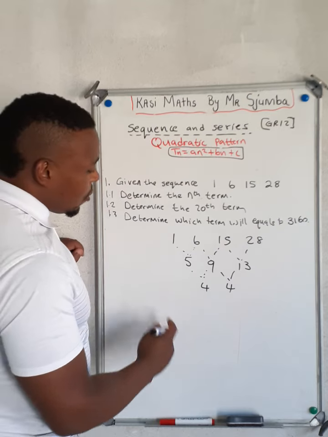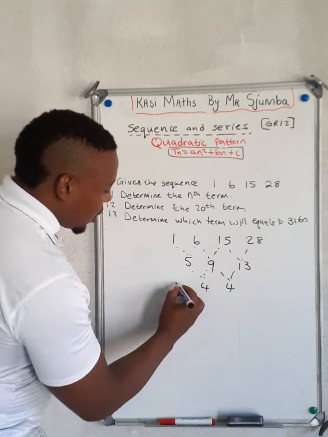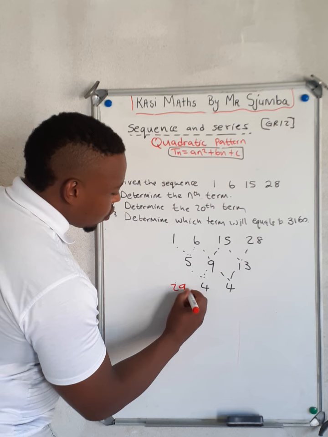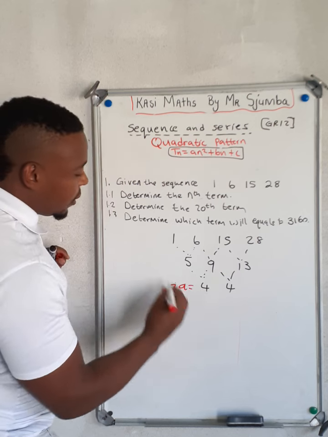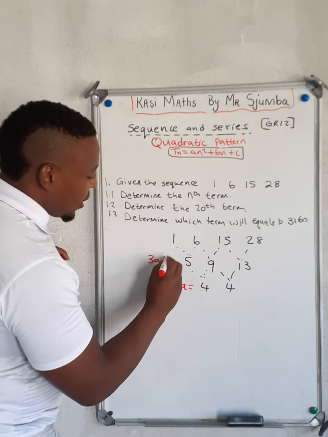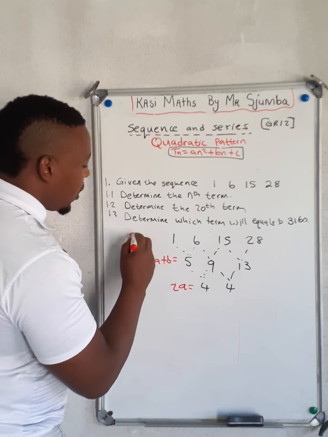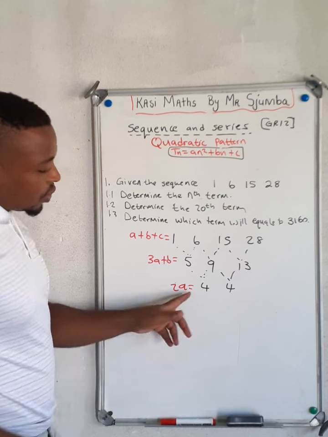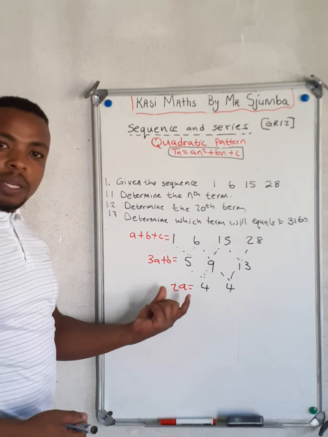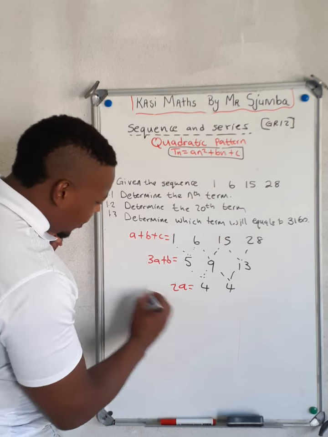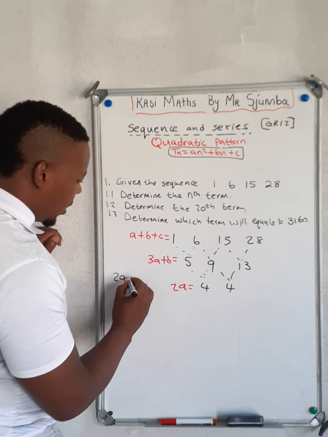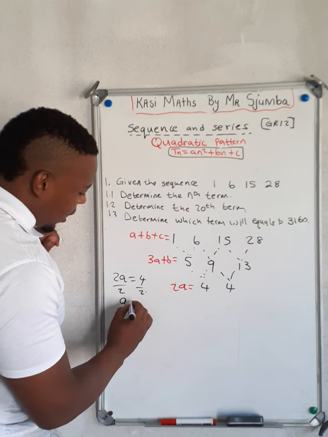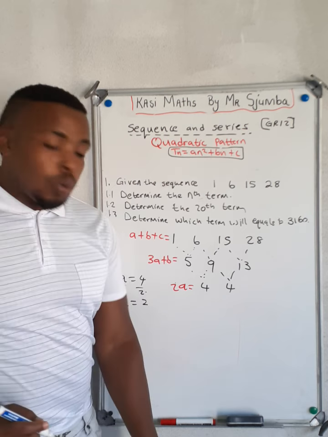So let's write the quadratic equations we use: remember we say 2a is equal to the second common difference, 3a plus b is equal to this row, a plus b plus c is equal to this row. So we start by solving a, because there is one unknown, which is a. So 2a equals 4, then it's divided by 2, divided by 2, a will equal 2.